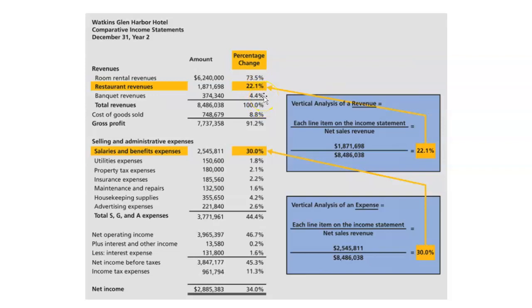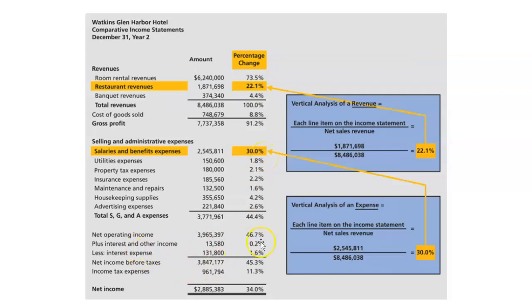Now for some reason I thought banquet revenues would be higher based on something else we saw. And then our cost of goods sold is 8.8%. Now this is a nice number to compare from one year to the next to see if your cost of goods sold is increasing as a percentage of total revenue. And we can see here that salaries and benefits are 30%. That's our most significant number.